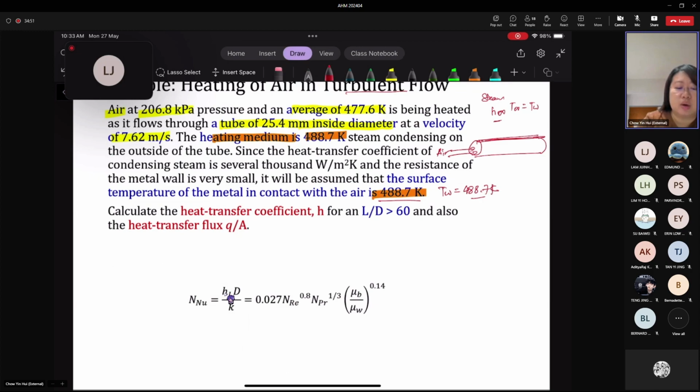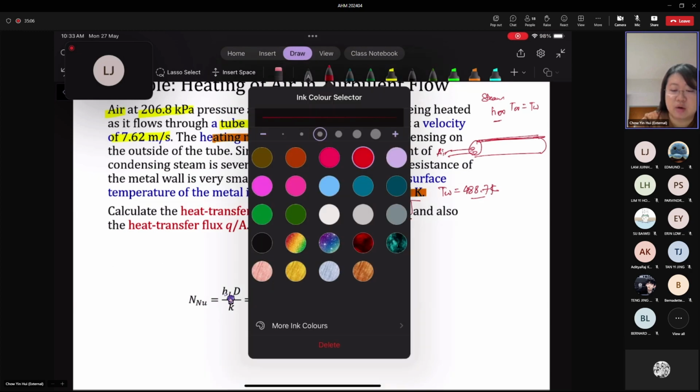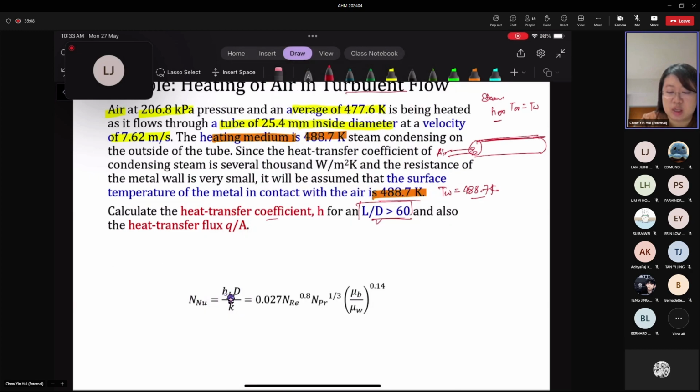Now you need to calculate the convective heat transfer coefficient, assuming that L over D, the length divided by the diameter of the pipe, is greater than 60. It's mentioned here because the data given in the question is only the diameter, 25.4, but they didn't mention the length. But we do not need to calculate it because besides finding the H, you only need to solve for the heat flux, so we do not actually need to know the area.